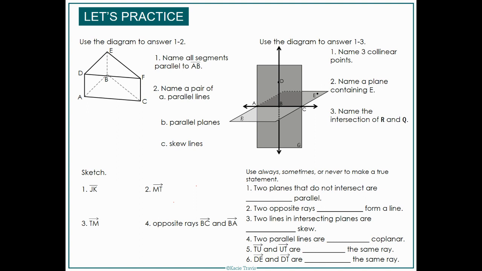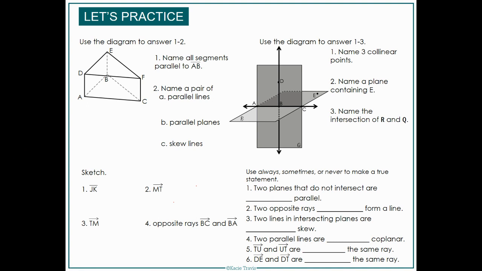All right, welcome back, folks. Hopefully, you actually went through and paused it and gave these a good college try. So, let's go through and go over them. All right, first off, we're talking about number one here. Ooh, sorry, folks. That was a bird that just hit my window. We are naming all the segments parallel to line AB.